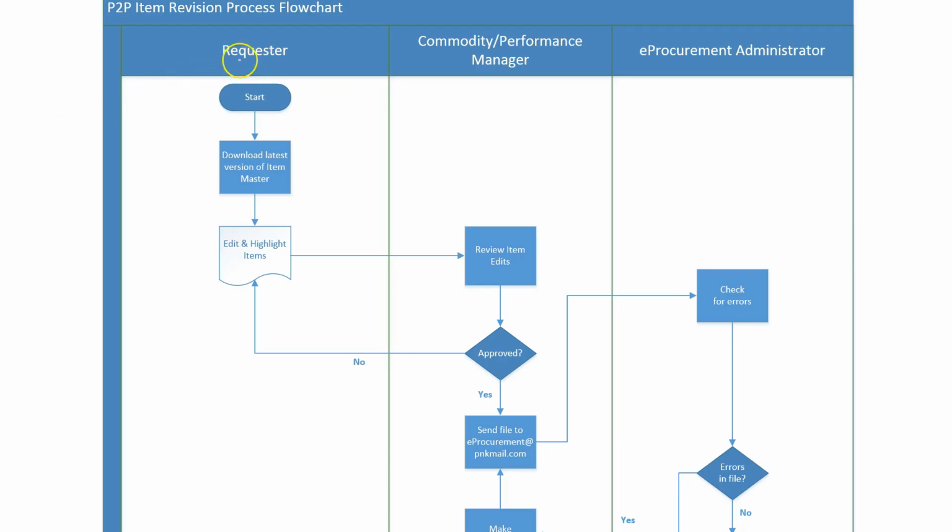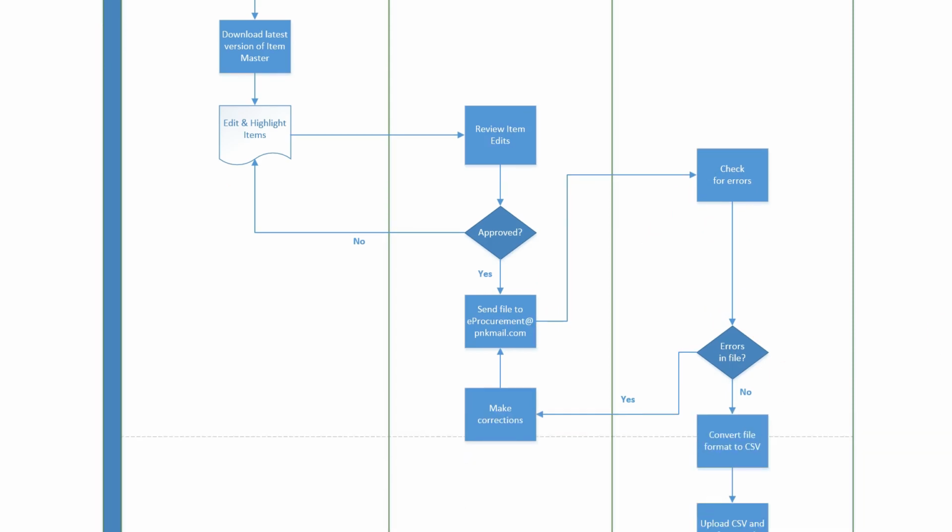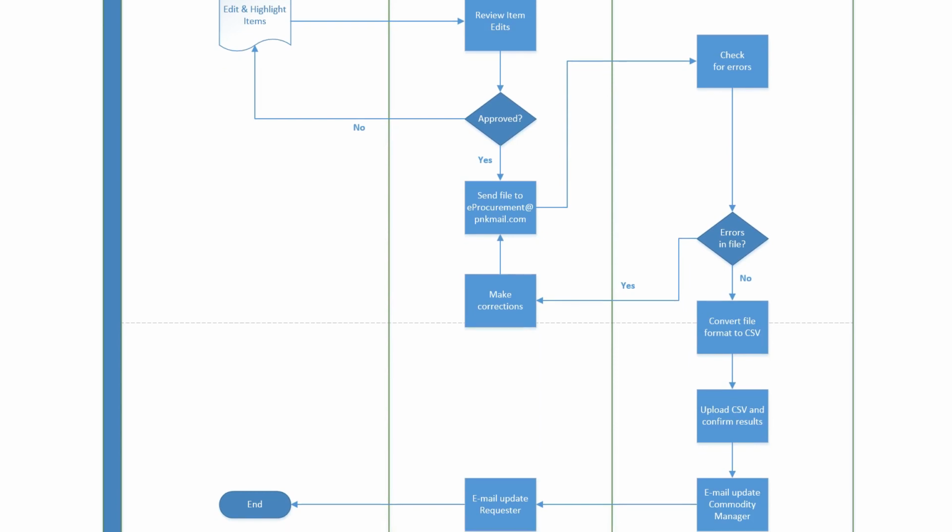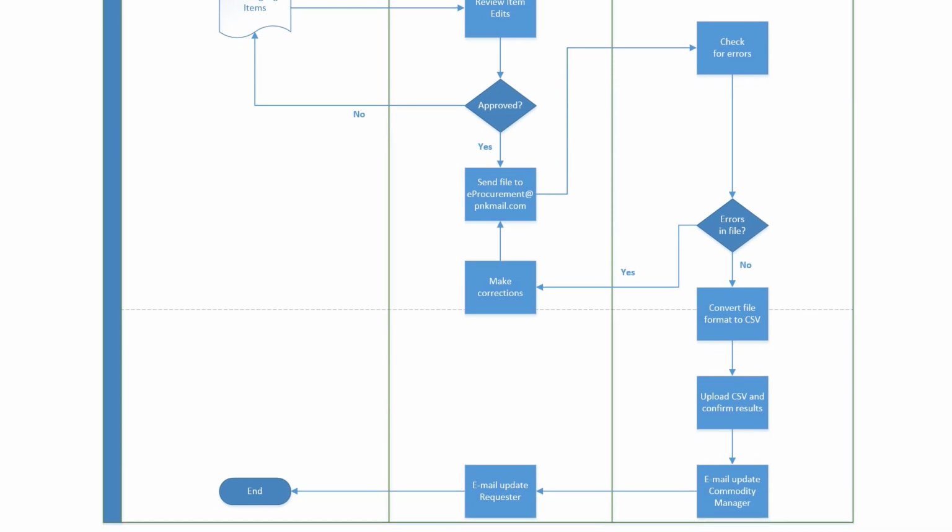Requesters can access the item master on SharePoint, edit items, and submit them to the appropriate commodity manager for review. If the commodity manager agrees with the changes, he/she will submit the revised item master to the eProcurement team for processing. Similar to the process for submitting new catalogs, if the eProcurement team detects errors or omissions, then the eProcurement admin will send the file back to the commodity manager. The commodity manager may, in turn, submit the form to the requester for corrective action.